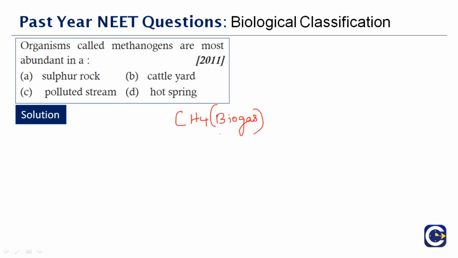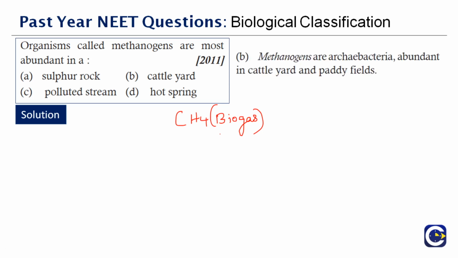Organisms called methanogens are most abundant in the cattle yard, because from the metabolic waste which comes out from the cattle, we are using it. They have a lot of methane in it. We are using it as biogas. So the correct answer is option B. Apart from that, you also have paddy fields which will give a lot of these methanogens. Okay, next question.